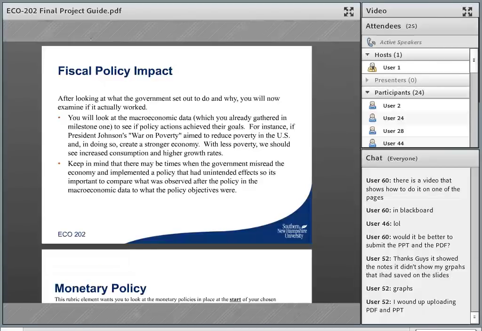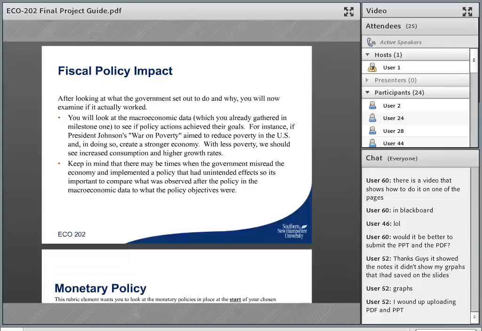So it depends, again, it always depends on your time period and which actions you're looking at, but you'll want to discuss how they impacted businesses, how they impacted households, and how they impacted the economy overall. You have a lot of the data on the overall economy from your first milestone. You can see GDP for every year, unemployment for every year, and inflation and interest rates for every year.